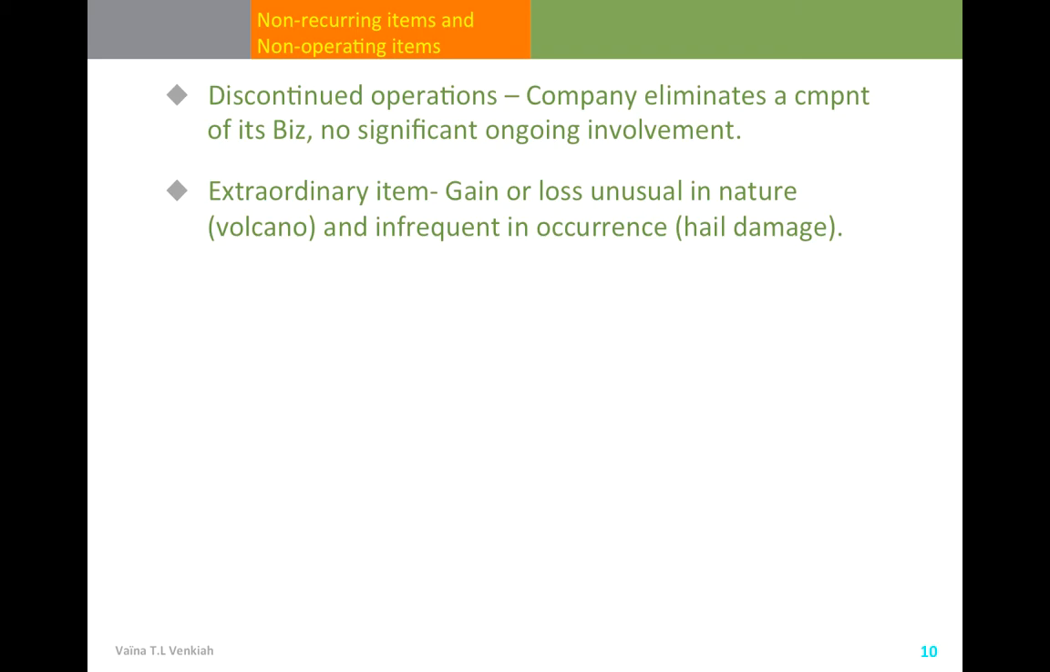And then you have non-recurring items and non-operating items. You have discontinued operations, that is, the company eliminates a component of its business, there is no significant ongoing involvement, and you can have an extraordinary item, that is a gain or loss, which is rather unusual in nature and infrequent in occurrence. For example, we can have a volcano, we can have a hail damage.